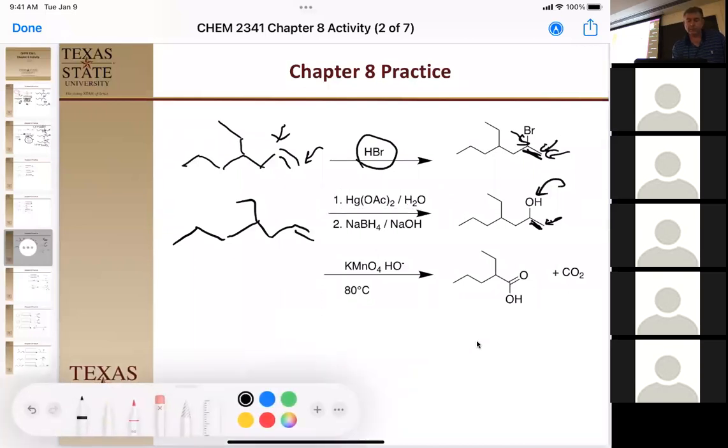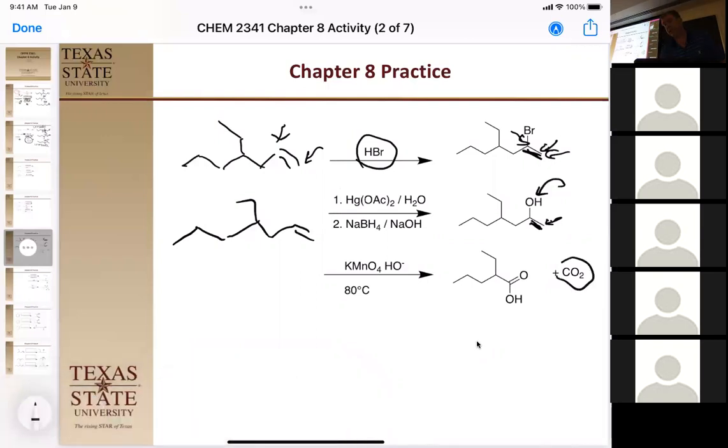Okay, so what about the last one? Okay, what does permanganate hot do? It breaks our double bond. So we need to put a double bond where that carbonyl is, okay? Now it tells us that we have CO2 also produced, which means there's only one carbon on the other side of that double bond. So guess what? It's the same starting material. But we used different reagents and backed it up to achieve different things.